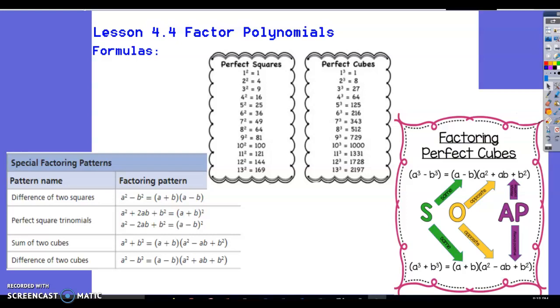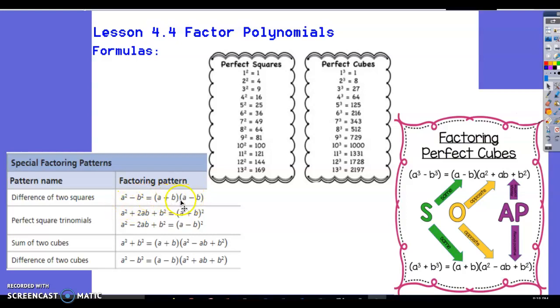Alright guys, we're still looking at lesson 4.4, factoring polynomials. And here are the formulas that you definitely need to have in your notes, and these need to be committed to memory as well. You're going to see here the difference of two squares: a squared minus b squared equals a plus b times a minus b.